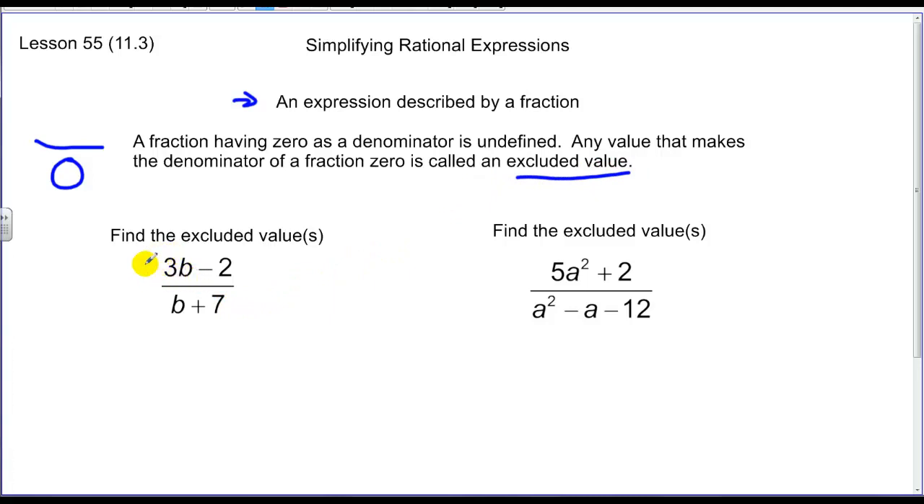So you'll see in this rational expression right here, if b equals -7, then the denominator equals 0. Therefore, b equals -7 is an excluded value.